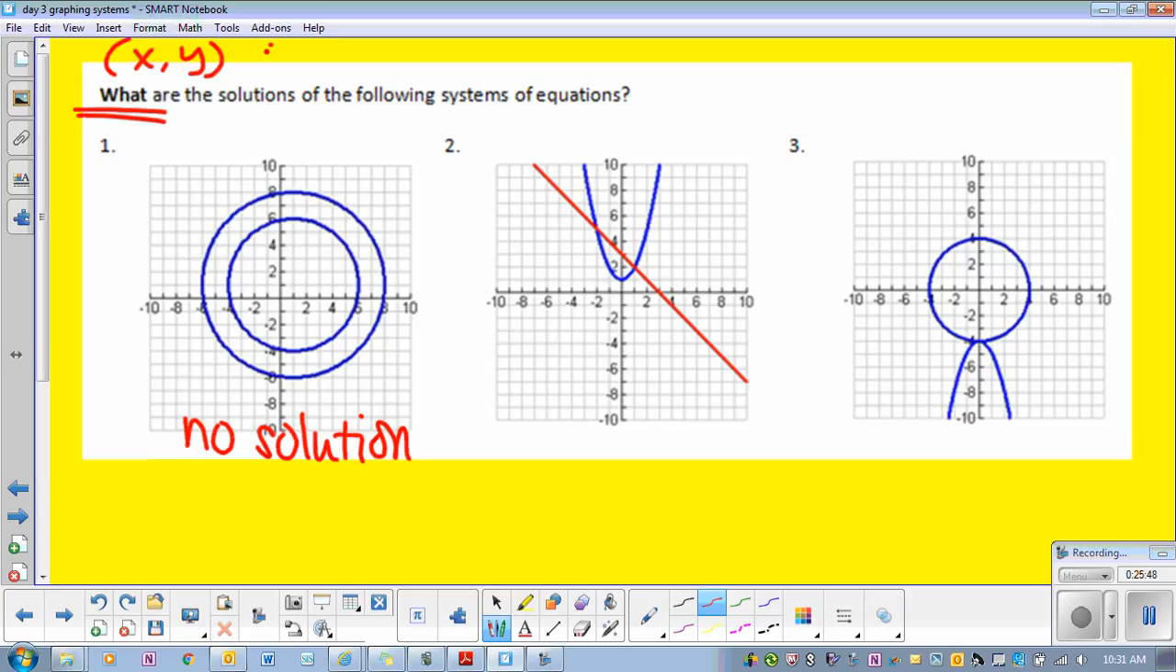How about number two? -2, 5, 1, and 2. Okay. -2, 5, 1, 2, good. So give me those actual points. And then Tom, what is the last one? 0, -4. 0, -4 is the only one right there. Good.